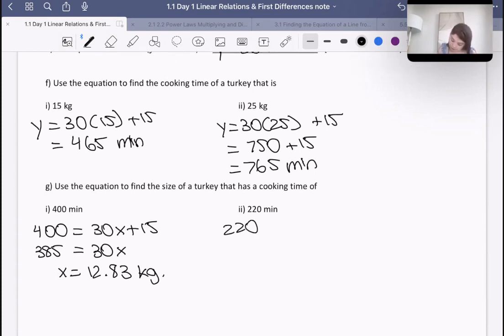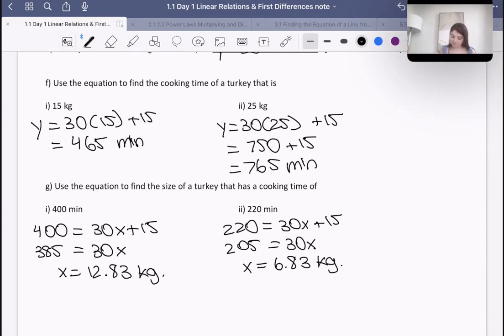And then we do the same thing over here. We'll sub in 220 for y and then solve for x. First things first, we need to subtract 15 from both sides. That's going to get us 205 on the left, and on the right we'll just have 30x, because adding and subtracting 15 just gets us 0, which is why we're subtracting 15, to get that 0. Then we're going to divide both sides by 30 and get that x is equal to 6.83 kilograms approximately. Very good.